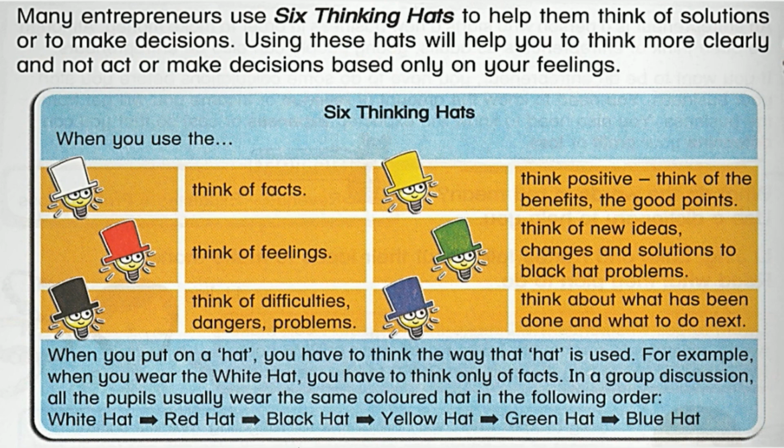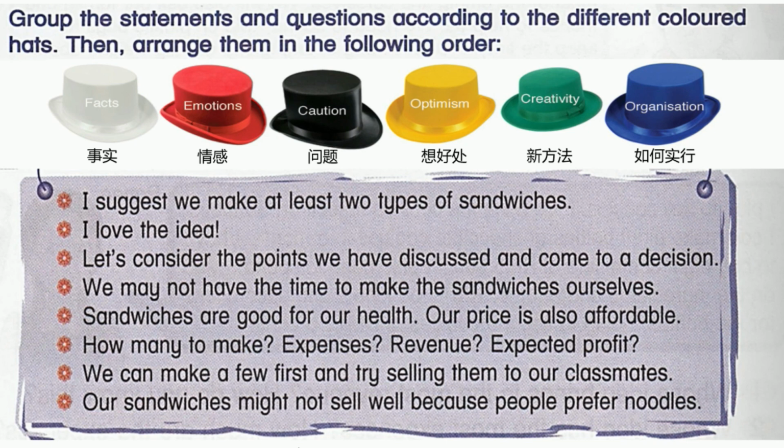So when you put on a hat, you have to think the way that hat is used. For example, when you wear the white hat, you have to think only of facts. In a group discussion, all the pupils usually wear the same colored hats in the following order: white hat, red hat, black hat, yellow hat, green hat, and lastly, blue hat. Now let's practice. Group the statements and questions according to the different colored hats. Then arrange them in the following order.